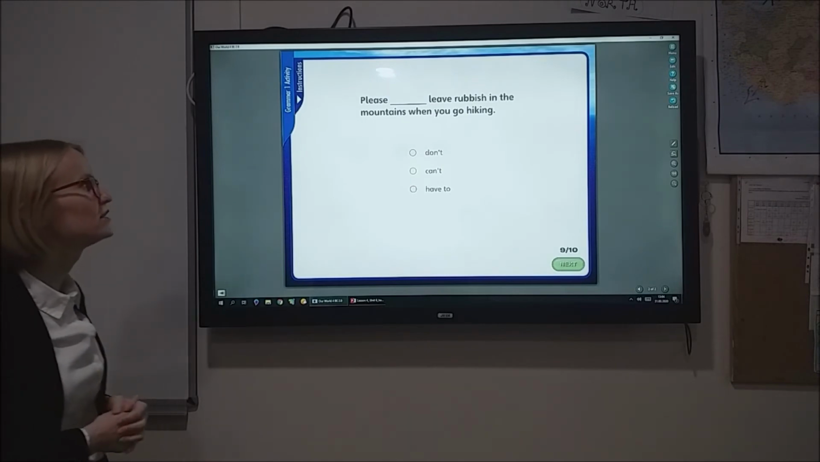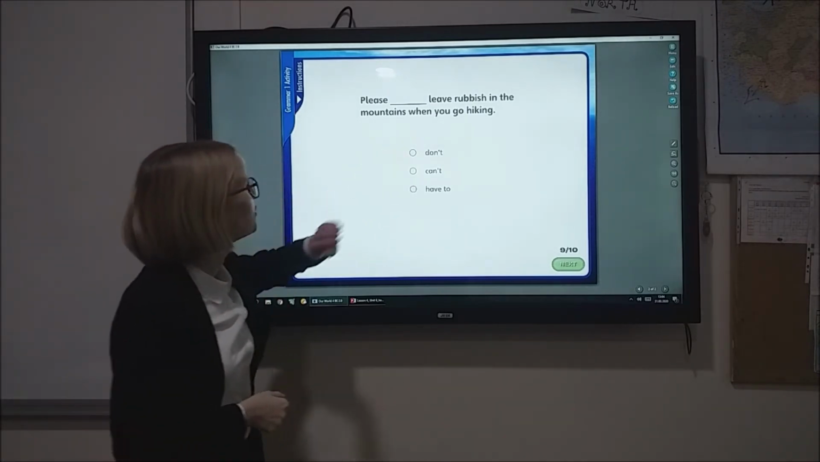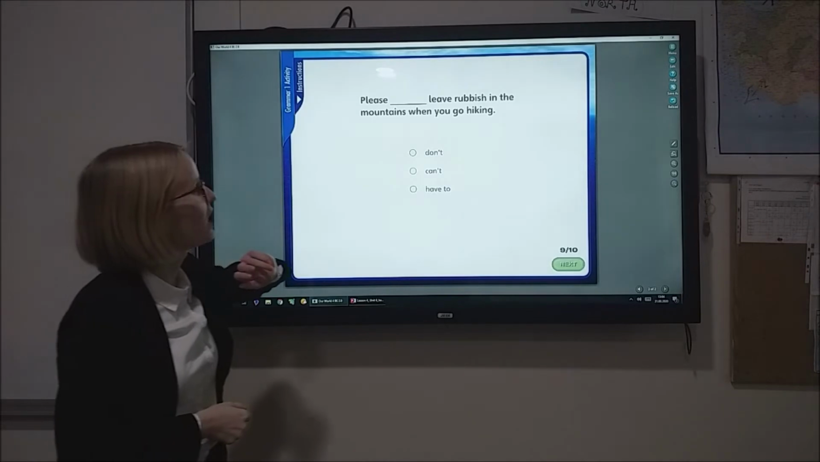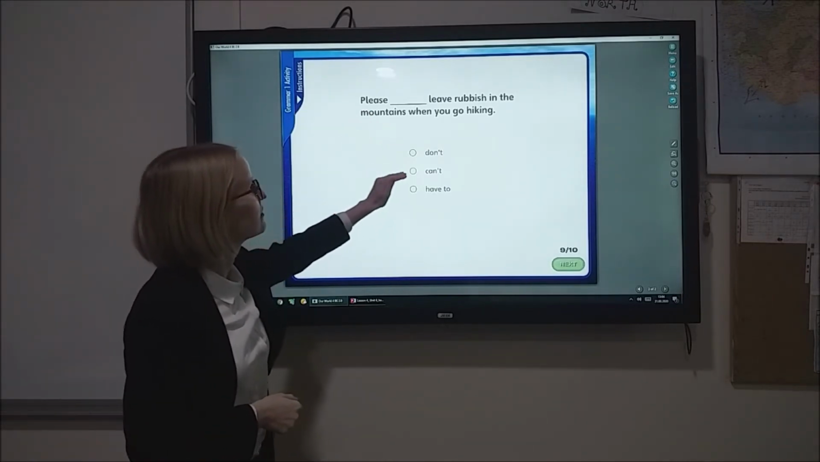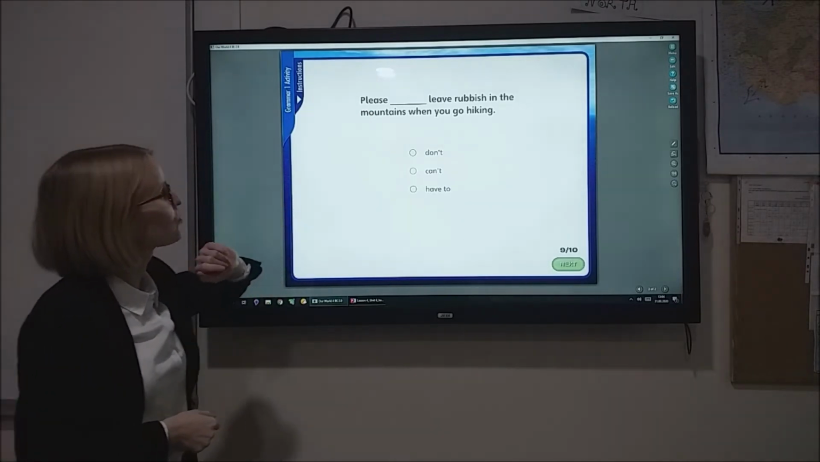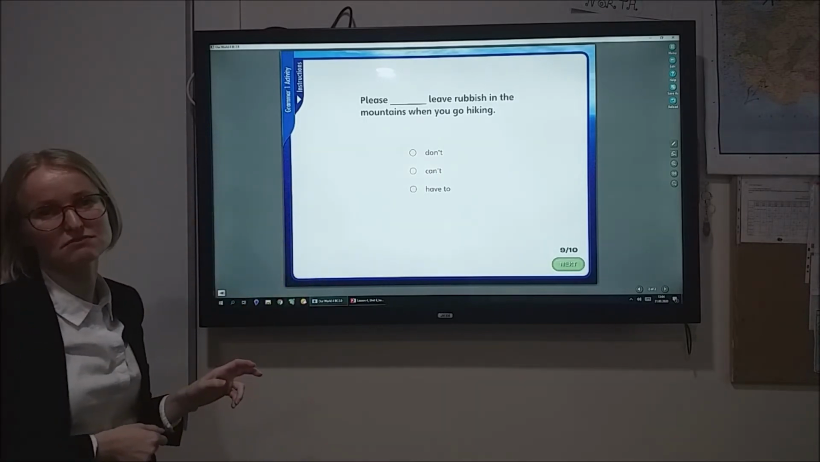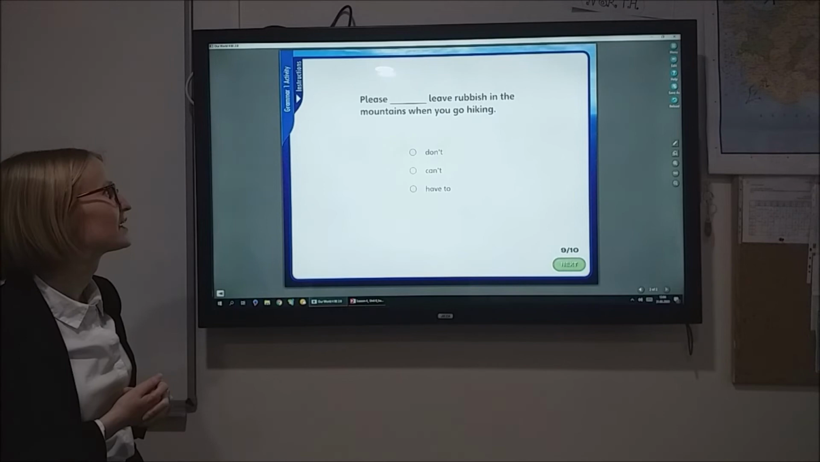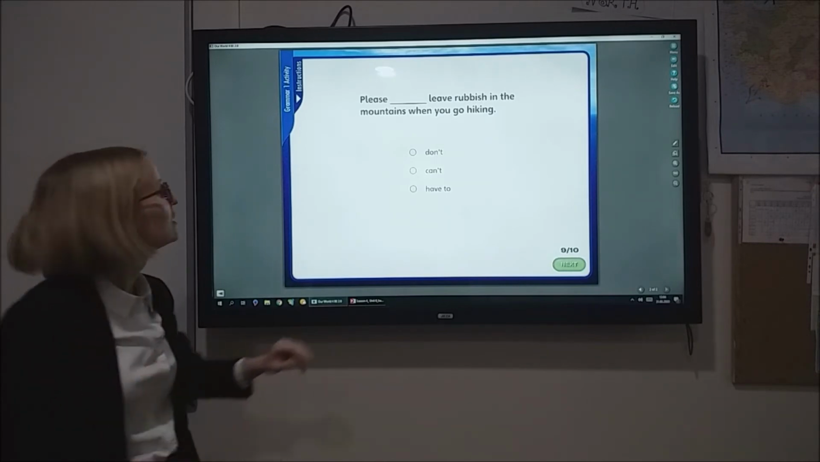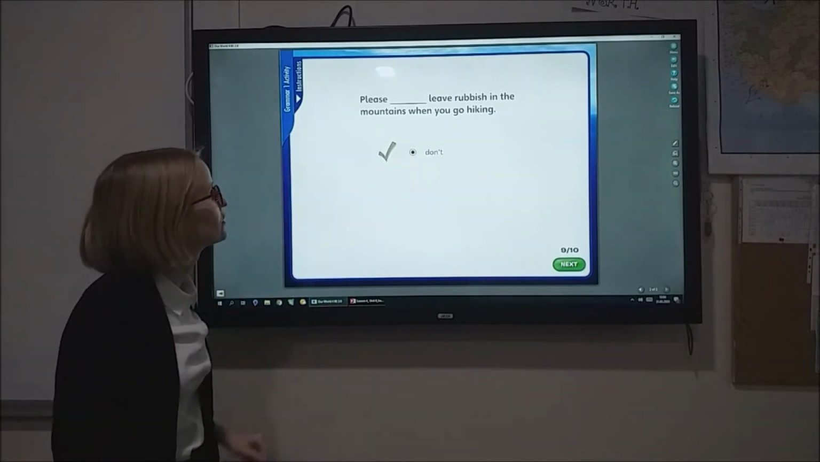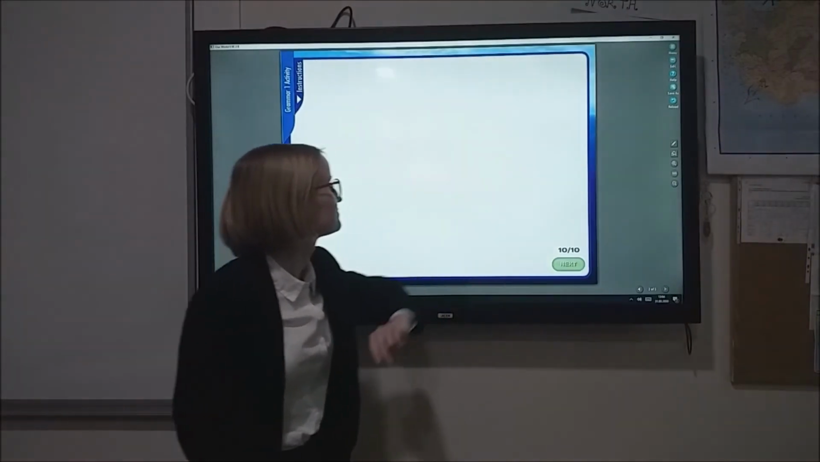Please don't leave rubbish in the mountains when you go hiking. Please can't leave rubbish in the mountains, or please have to leave rubbish in the mountains. Your answer, please don't leave rubbish in the mountains.